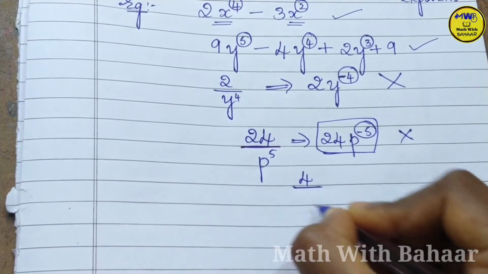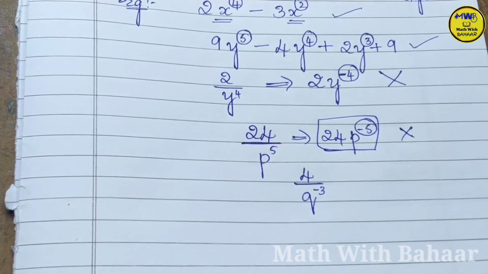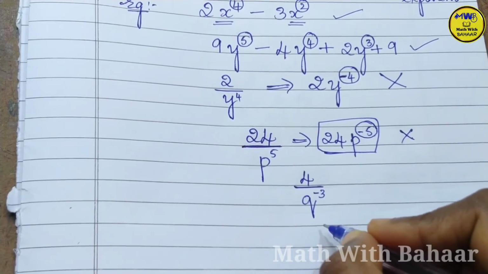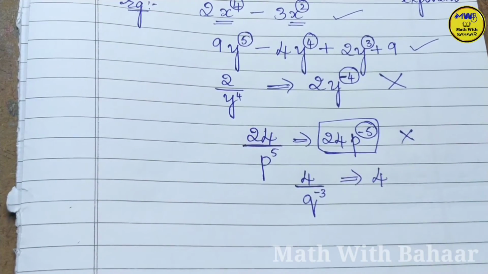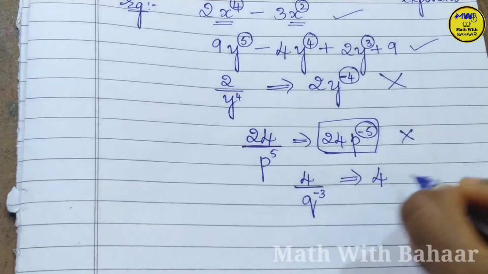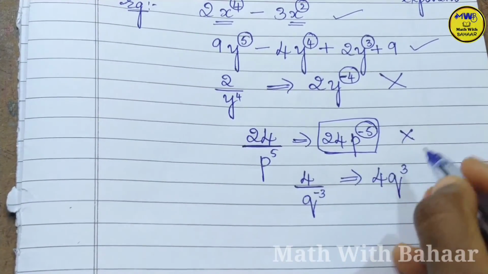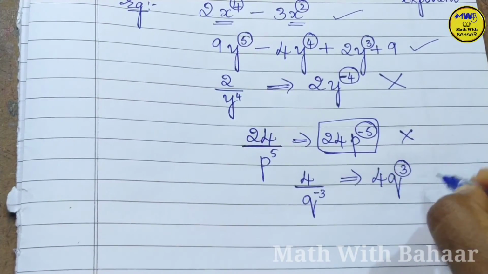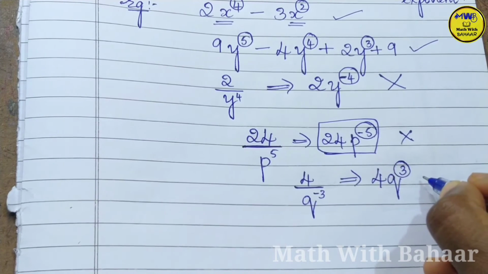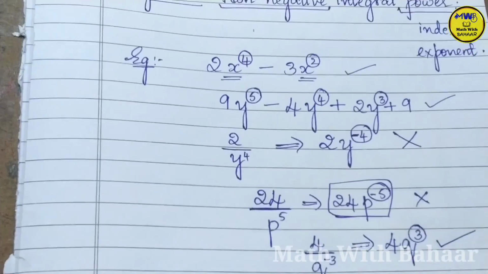4 divided by q to the power of minus 3. Is it a polynomial? Yes, it's a polynomial because 4 is already in the numerator. Let's write it as it is. Q, when I shift it to the numerator, becomes q to the power of plus 3. So when the sign changes, the power becomes positive. Therefore, in this complete expression, you can see this monomial is a polynomial also, because it has a non-negative integral power, right? So I hope you have understood the concept of this.